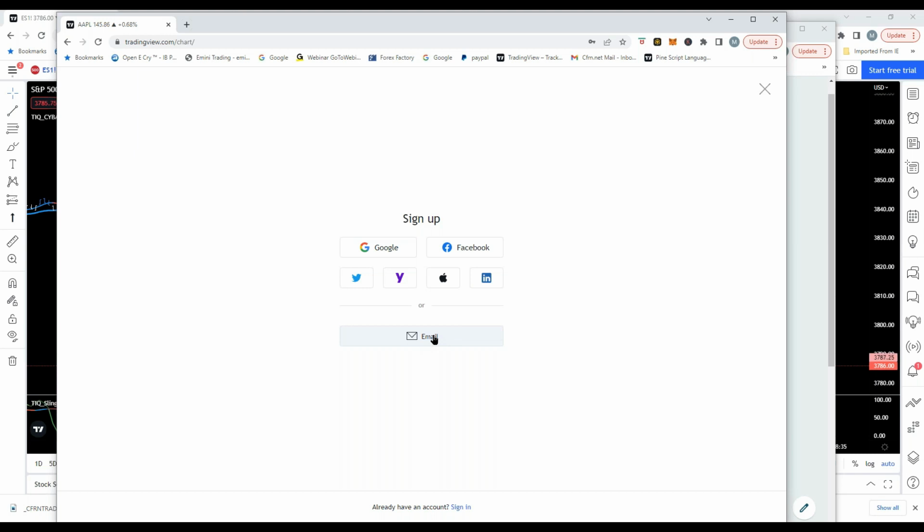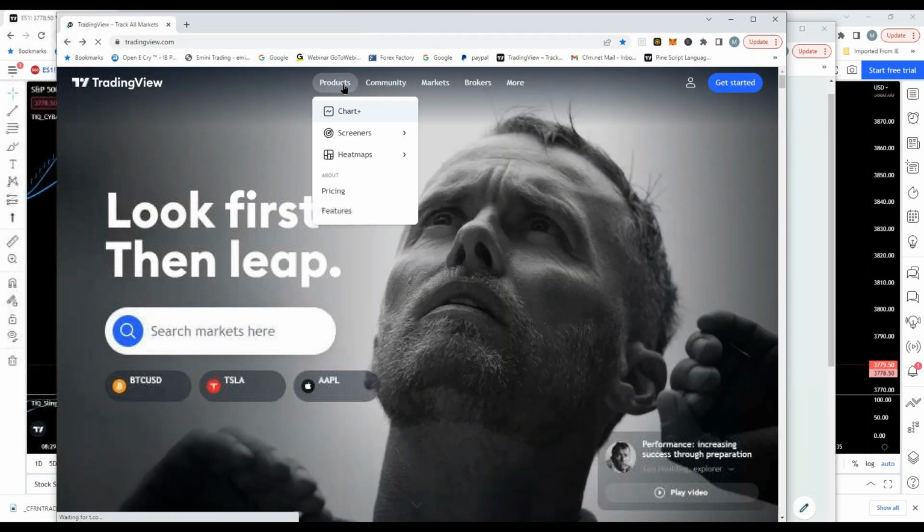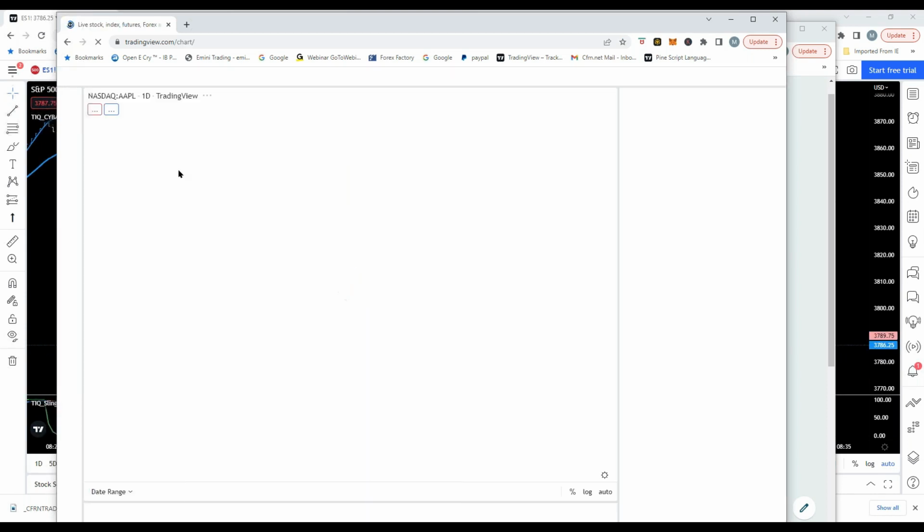All you need is an email. Click on that, and it's going to prompt you for a username if you want to create your own. Your email, your password, check these boxes, click create account. It's going to send you a confirmation email. You have to check that confirmation email. Once you do that, then you will be given an ID. Now, the ID that you are given is what you need to send to us so we can enable the indicators for you. But that is how you get a charting platform.